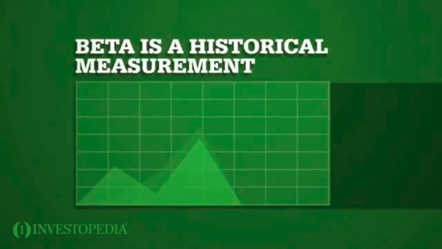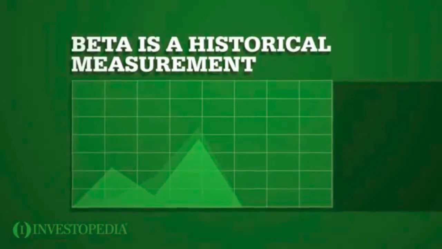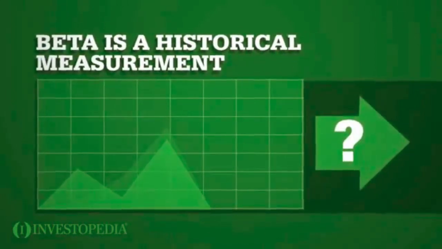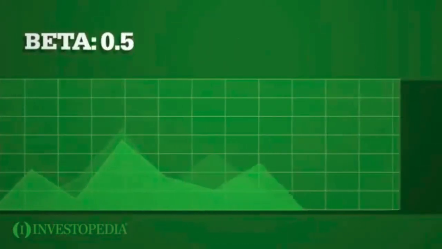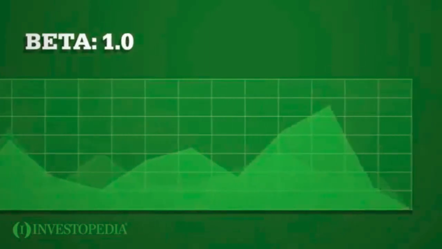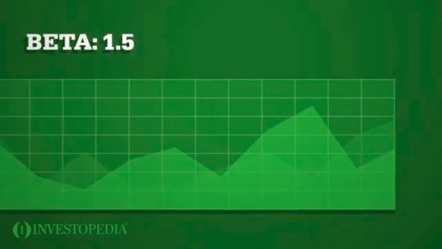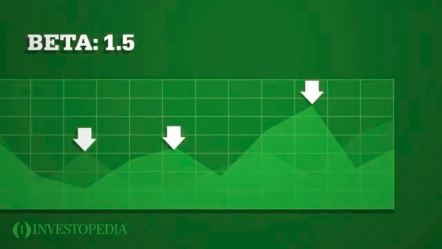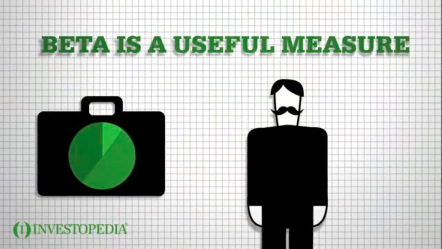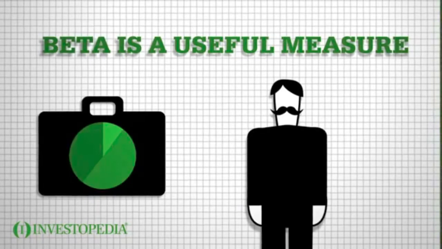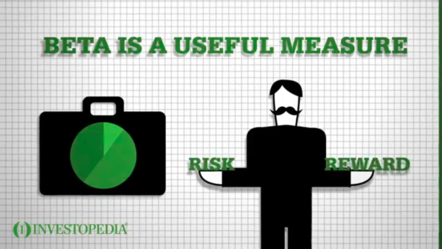However, it is important to remember that beta is a historical measurement, so it can't predict the future. The beta of a stock will change as more historical data points are added, and many such events will prove to be entirely unpredictable. Beta is a useful measure for investors because it helps them create portfolios that match their risk tolerance.